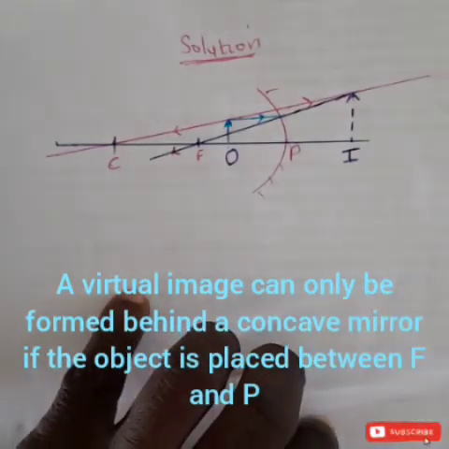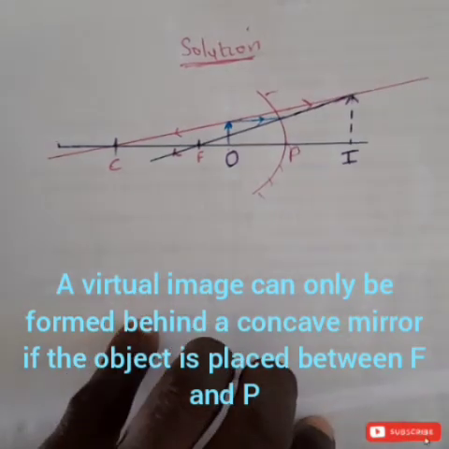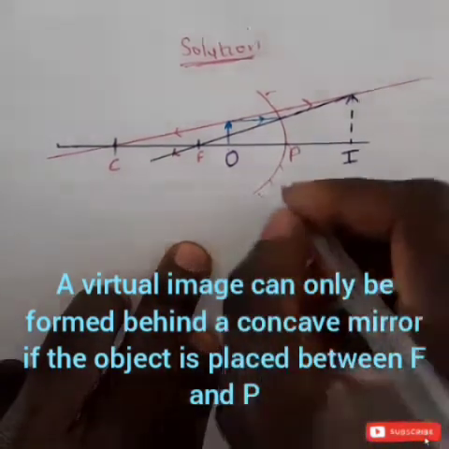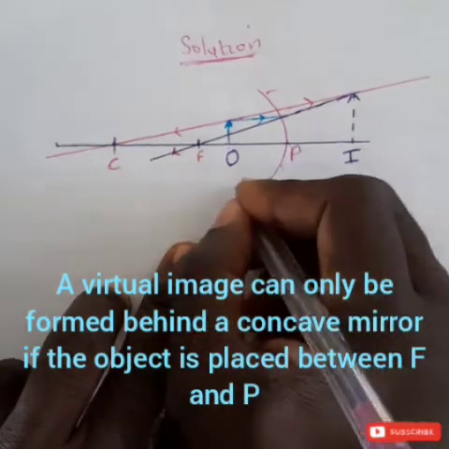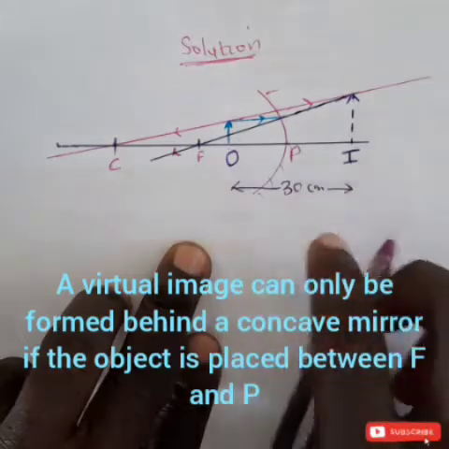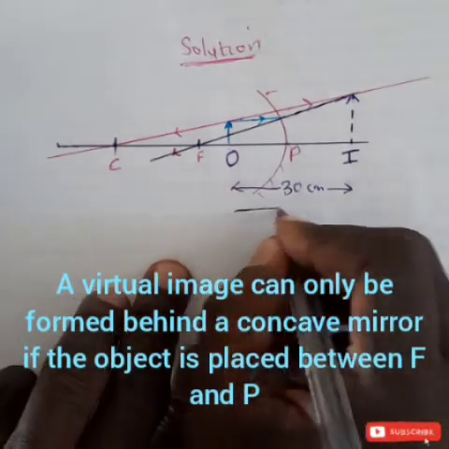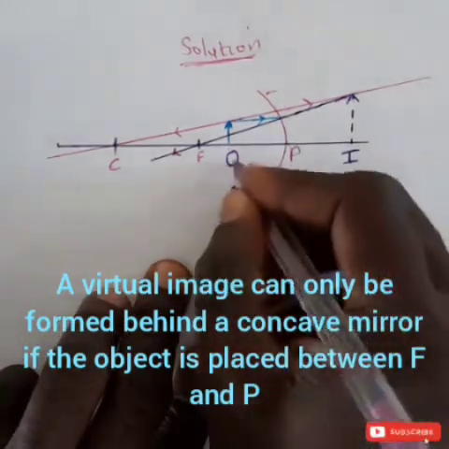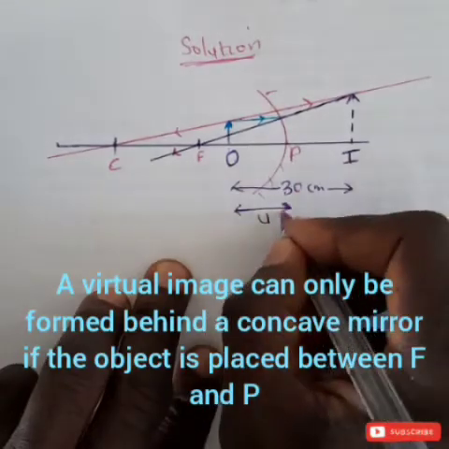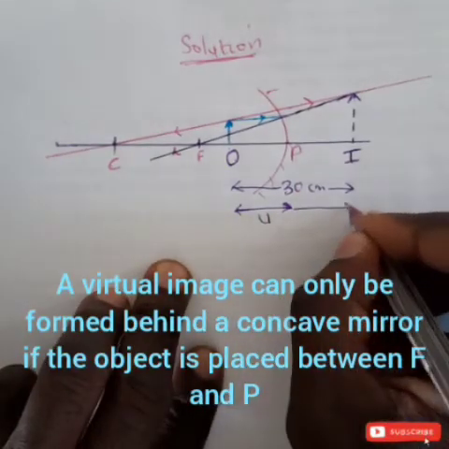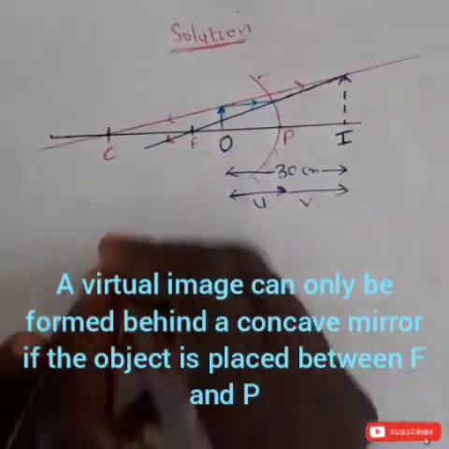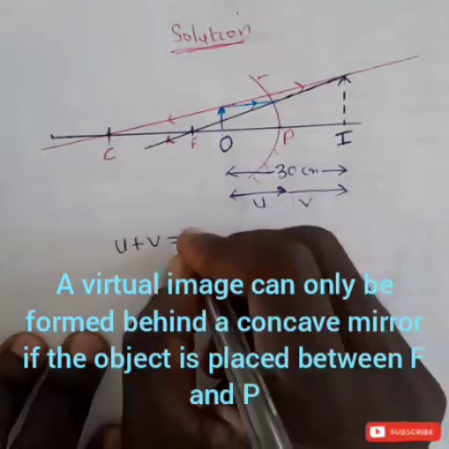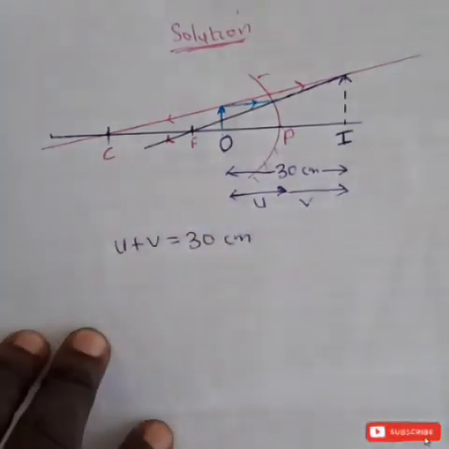We are told that the distance between the erect image and the object is 30 cm. So I'm going to have 30 cm here, the distance between this and this. Now let's look at this. If the object distance from here to P is U, and the image distance from P to I is V, you realize that U plus V equals 30 cm.